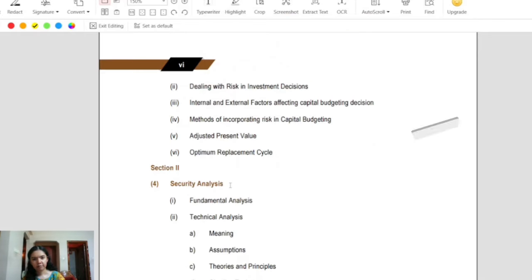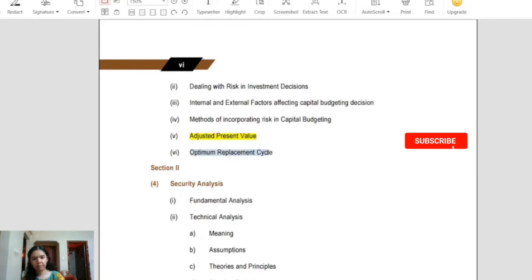So basically, this topic focuses on how to incorporate risk in investment decisions using various methods such as certainty equivalent coefficient, risk adjusted discount rate, and sensitivity analysis. So ensure you go through all these topics. And it also introduces the concept of adjusted present value, which helps to evaluate projects considering differences in financing structures and tax benefit on debt. And also additionally, one more topic covered here, which is important from IBS viewpoint, is this optimum replacement cycle. This is also very important.